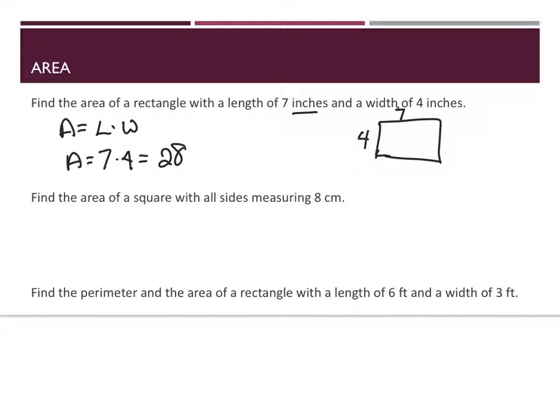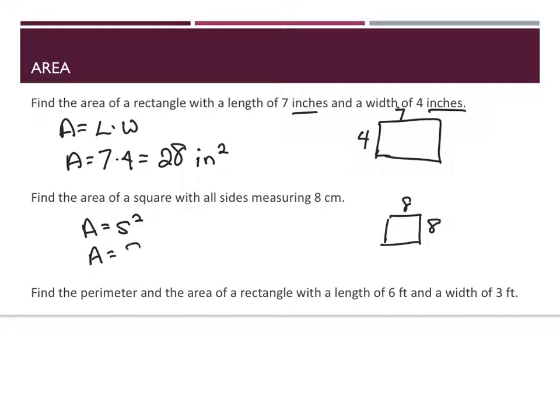But now my units were inches, and what I said is inches times inches is square inches. We can write that shorthand by just putting an exponent of 2 on our unit of inches, and that's read 28 square inches. If I go back to my square, that was 8 on each side. You could do it like a rectangle because that would be 8 by 8. The formula technically is if you know one side, you just square it.